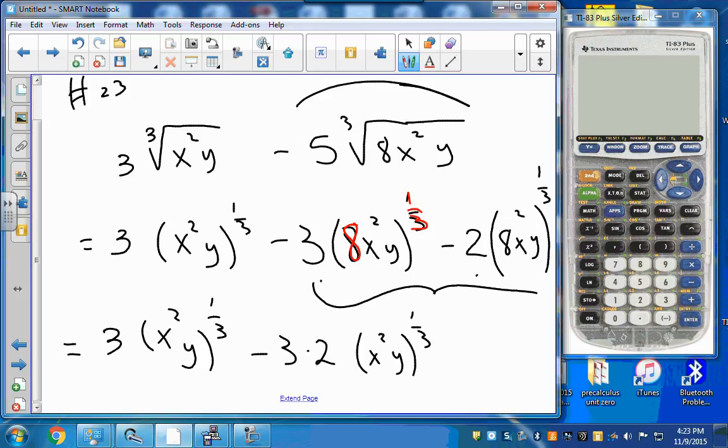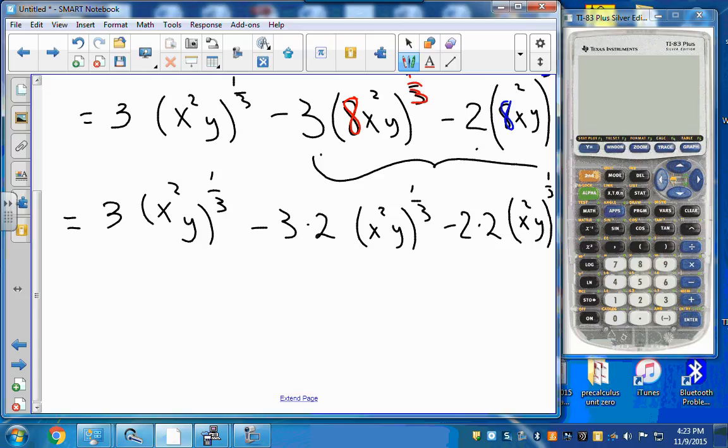And then I'll do the same thing here. Again, I see an 8 to the 1/3. That's the cube root of 8, which is 2. So I have 2 times 2 times x squared y to the 1/3.